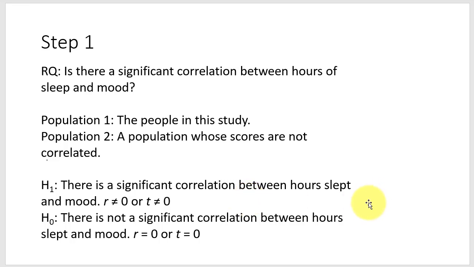So the research hypothesis is that there is a significant correlation between hours slept and mood, or that R is not equal to 0. And we know that what we mean by that is that it is significantly different than 0, or not at all 0. Our null hypothesis is that there is not a significant correlation between hours slept and mood, or that R is equal to 0, or not significantly different than 0.